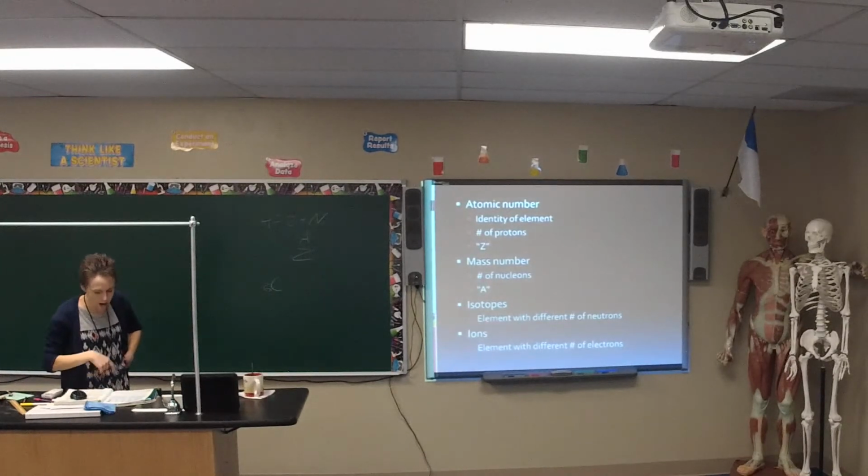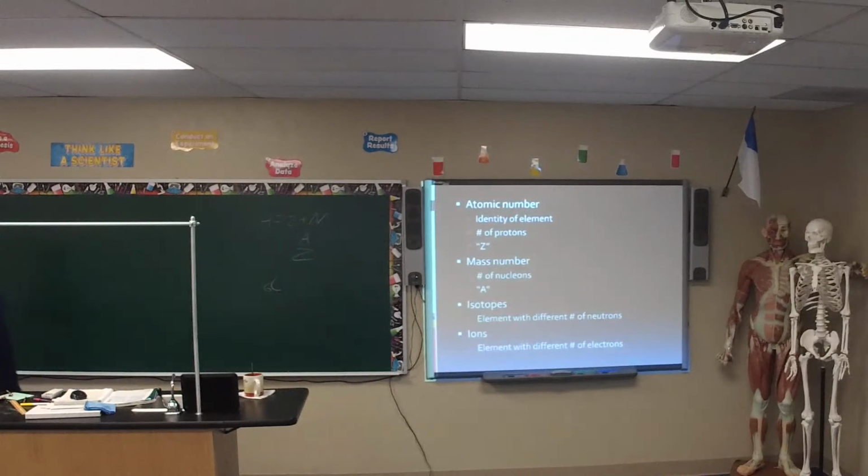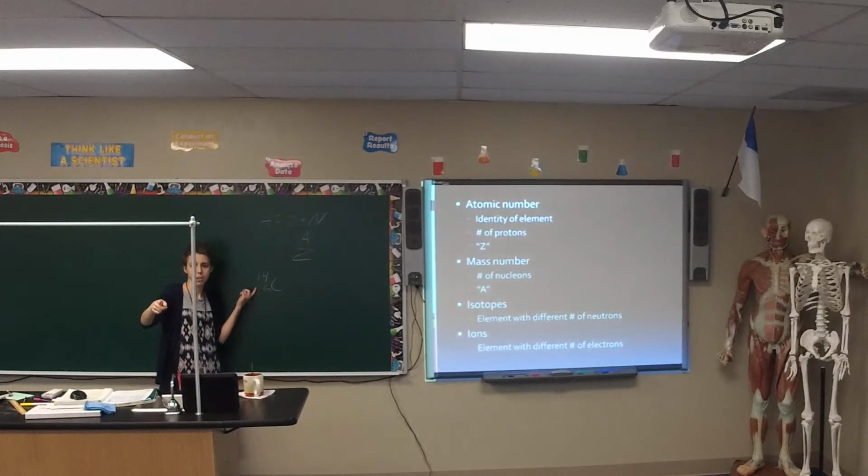Alright, so isotopes. Back to this. So this is an element with a different number of neutrons. So carbon always has 6 protons. You don't have to memorize it, but look at the periodic table if you don't know. So carbon always has 6. Now, if I were to have carbon that has a mass number of 14, okay, how many neutrons is that?